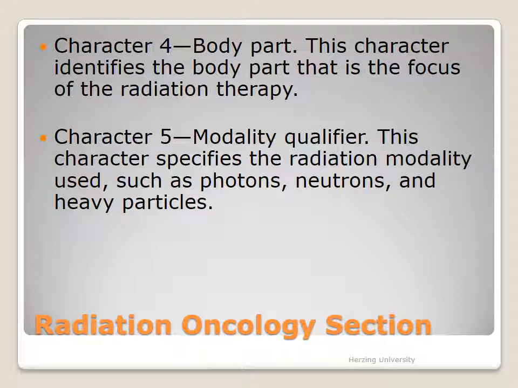The fifth position is for the modality qualifier. This position further clarifies the radiation modality as identified in the third character. Examples include photons, electrons, heavy particles, neutrons.